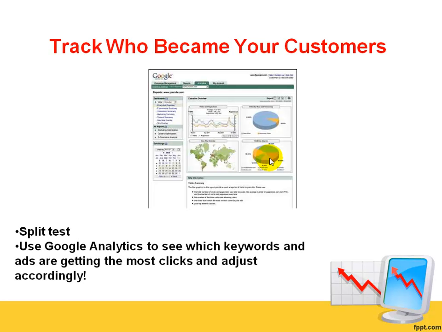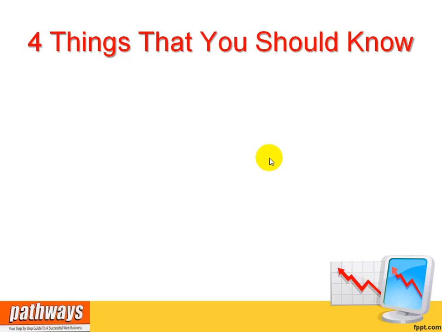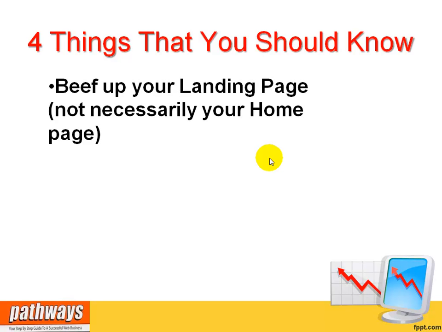And you can use Google Analytics to see which keywords and which ads are getting the most clicks, and then adjust your campaign accordingly. So 4 things that you should know, and some of this I'm just recapping. Okay, beef up your landing pages, as I said earlier, not necessarily your home page.